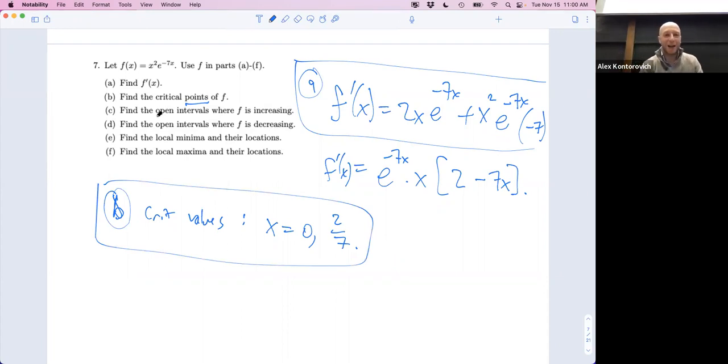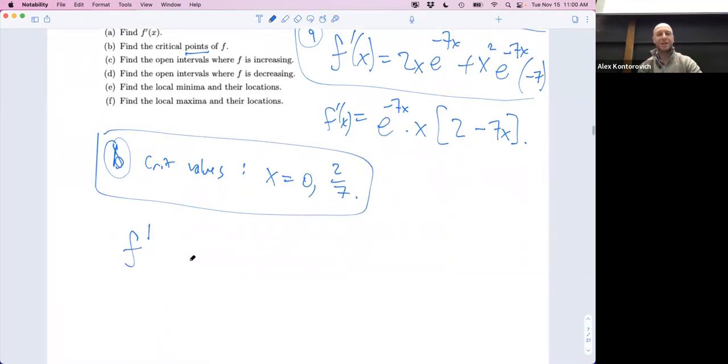Okay, whatever. Find the open intervals where f is increasing. Great. Well, let's look at the sign of f prime to know whether f is increasing or decreasing. So what's the sign of f prime? What's the sign of this thing? E to any power is positive, so we don't even have to look at that. Our values are 0 and 2/7. We've done this many times, but okay, let's do it again.